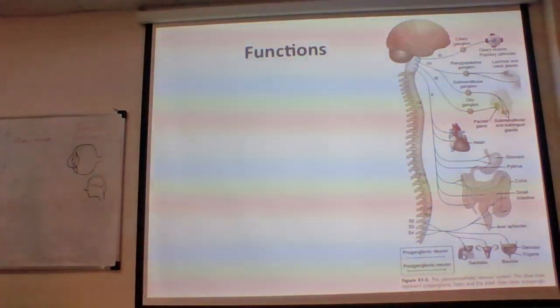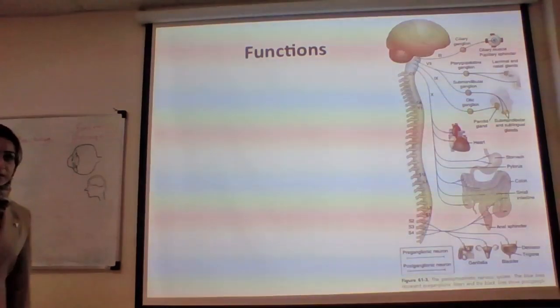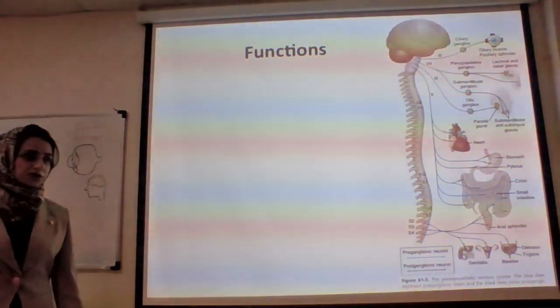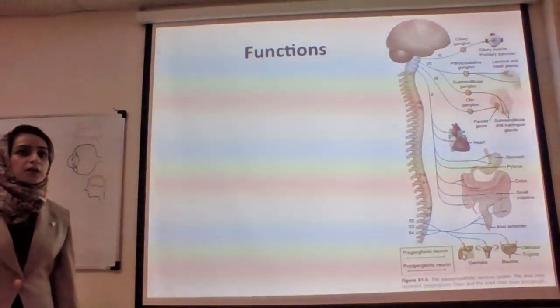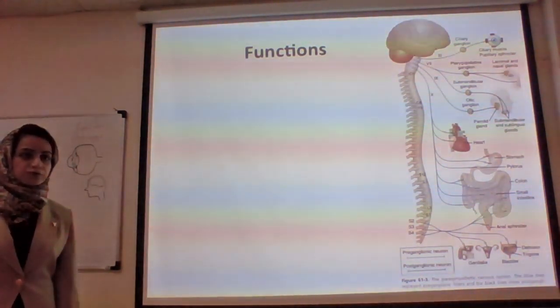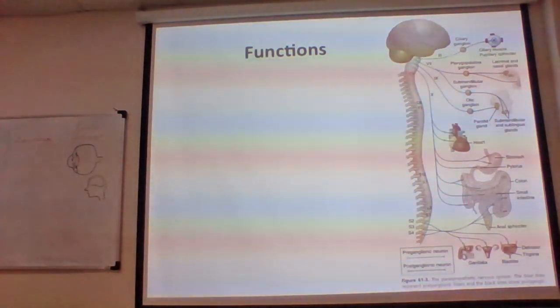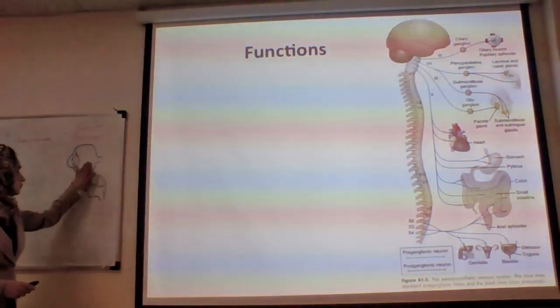So what are the functions of the parasympathetic system? We can start from the brain. The effect of the parasympathetic in the brain is important for cognition. As we said, the cholinergic system in the brain is important for cognition, mood, and memory. And what about the action on the eye?